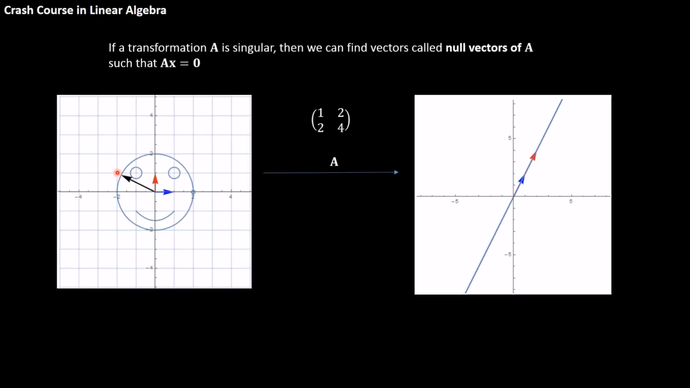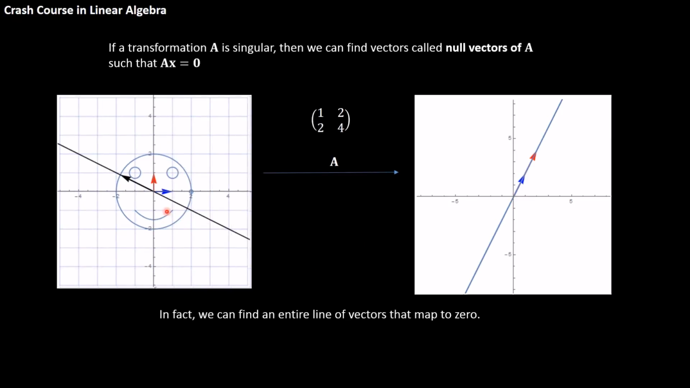And you can check that A times this vector, -2, 1, equals 0, 0. So this vector is mapped to the origin by this transformation. In fact, all vectors on this line will map to the origin.